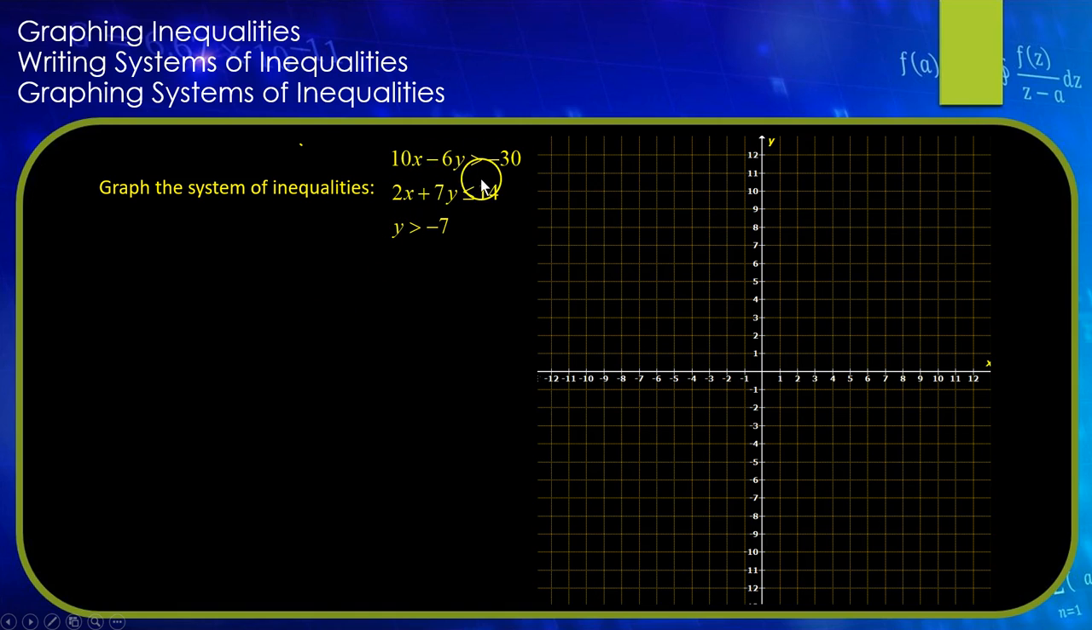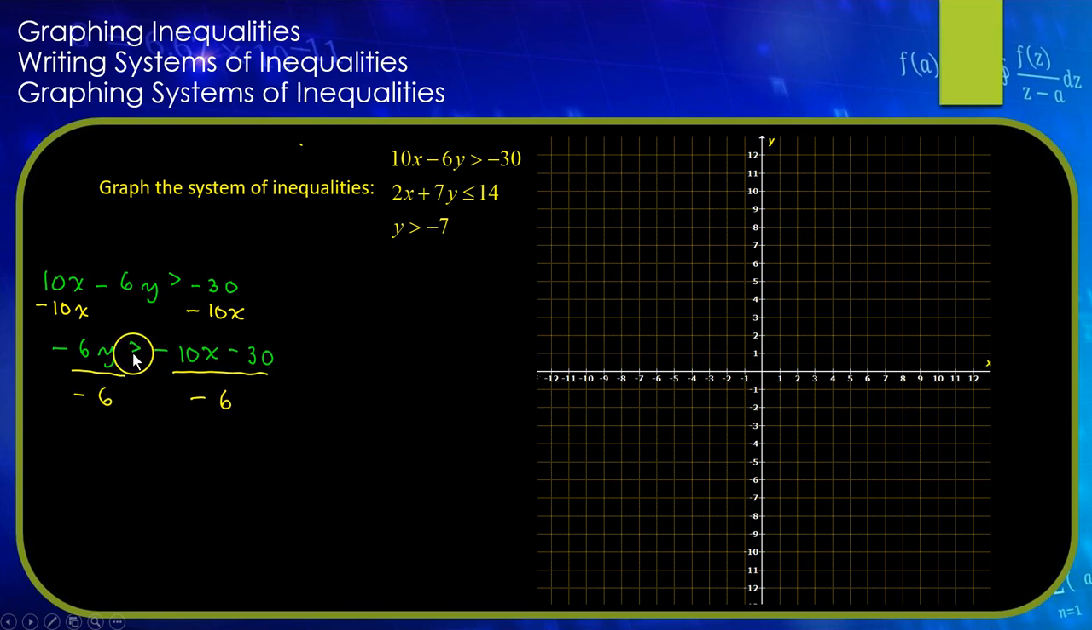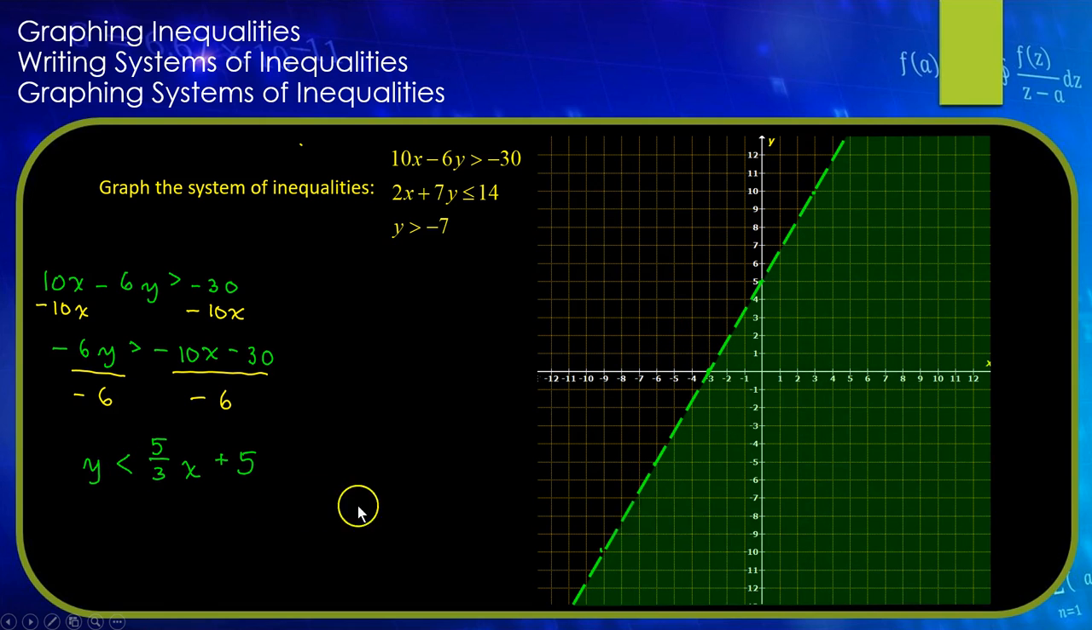Let's start with 10x minus 6y is greater than negative 30. So I'm going to subtract 10x from both sides. And then I'm going to divide both sides by negative 6. Dividing both sides by a negative is going to cause this to need to be turned around. So I'm going to end up with y is less than 5/3 x plus 5. So I'm going to have a y-intercept at 5. I'm going to have a slope that goes up 5, right 3. And I'm going to have a dashed line, which I'll be shading below. And there you have that.